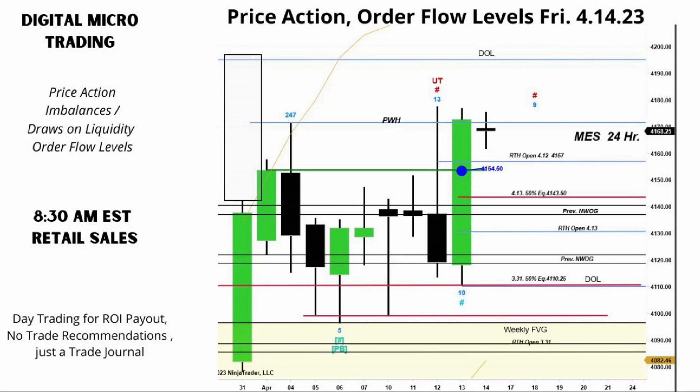And we're going to cover price action, order flow levels for Friday, April 14th, 2023. Price action, imbalances to balance, draws on liquidity and order flow levels. And we've got a catalyst at 8:30, and that is retail sales. So I'm going to watch that real closely. You see here I've got a 24-hour chart. Let's go to the charts right now.